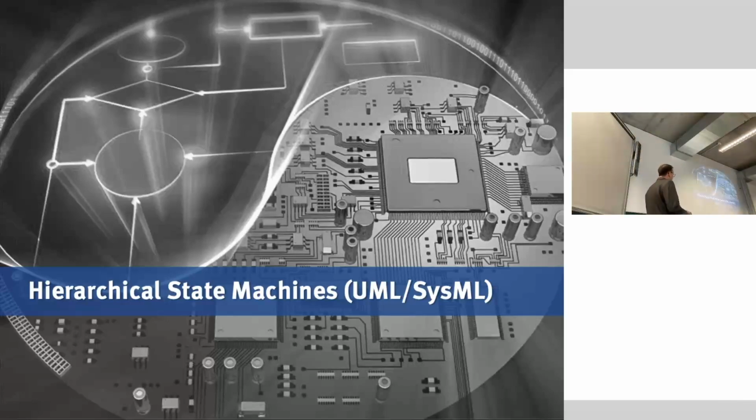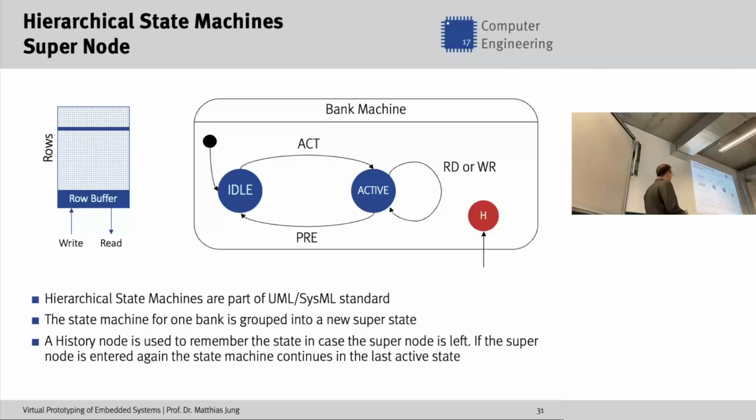This is what they call hierarchical state machines. And the idea is the following, or the basic idea. You have now a single bank. And for this single small system bank, you have a state machine that we maybe call bank machine. And then you put there the state machine that we had before. And here you put a so-called history node. And this is the important concept that shows that it matters that you save the state in which you are when you leave this subsystem.